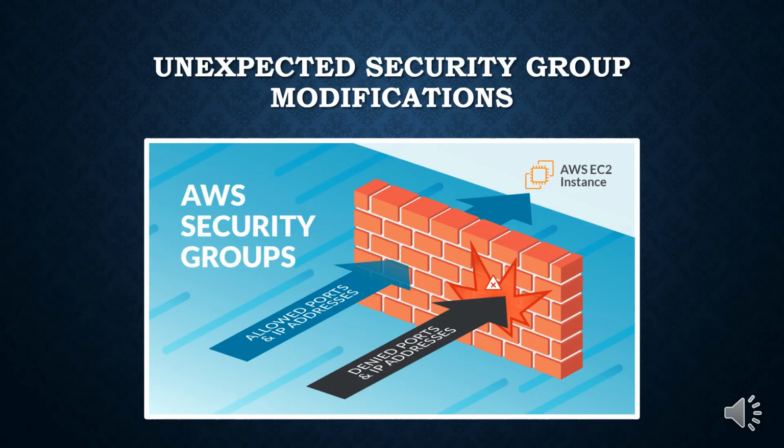Security groups control inbound and outbound traffic to AWS resources. An attacker might modify these settings to open up additional attack vectors, such as enabling SSH access from external IP addresses.